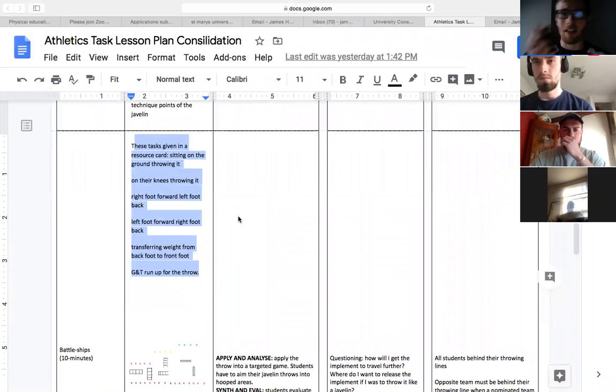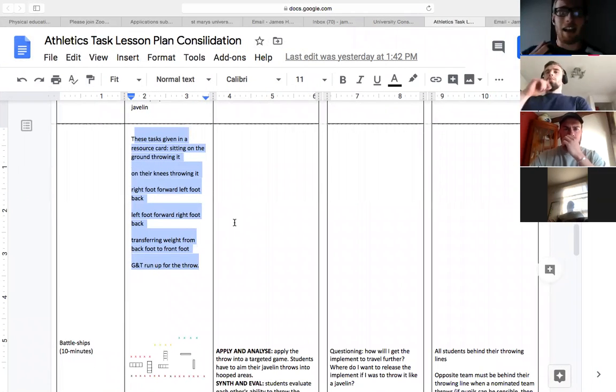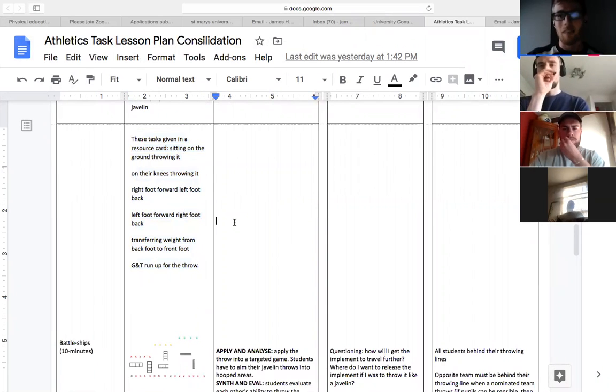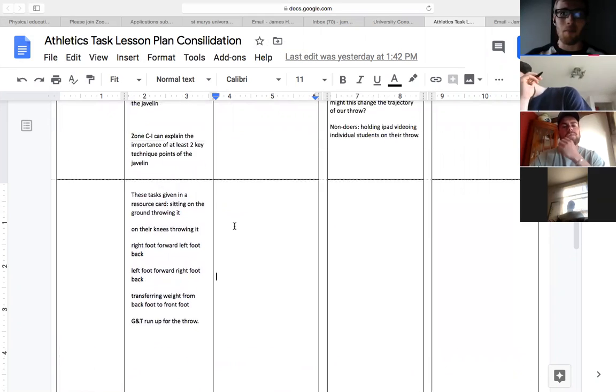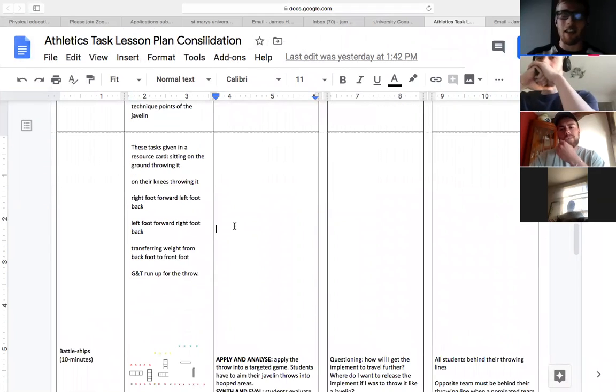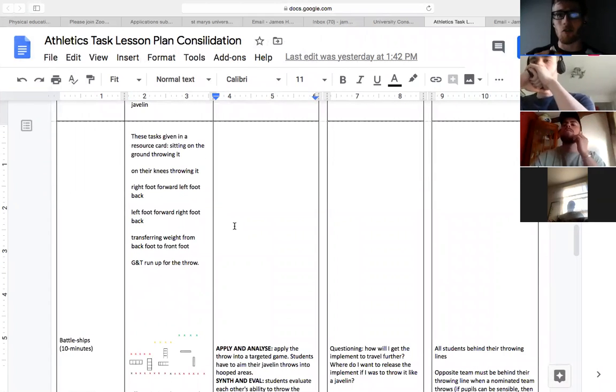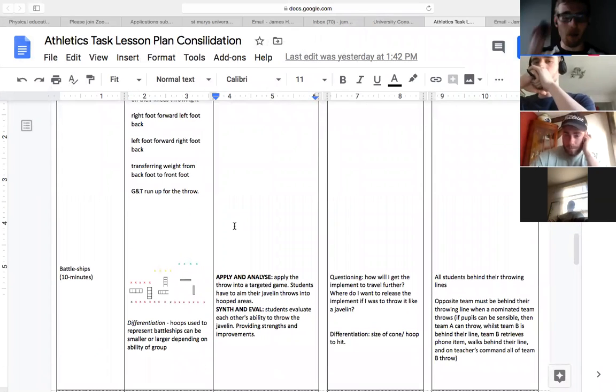But then we bring it back to the learning objectives and say, look, we're actually looking for your javelin technique here, not who can throw the furthest. And as I said, because there are different implements, it's not necessarily excluding those who would perhaps struggle if we were actually throwing a proper javelin.